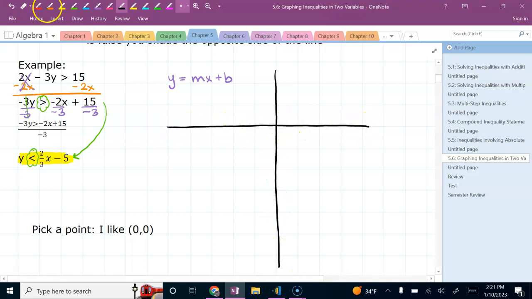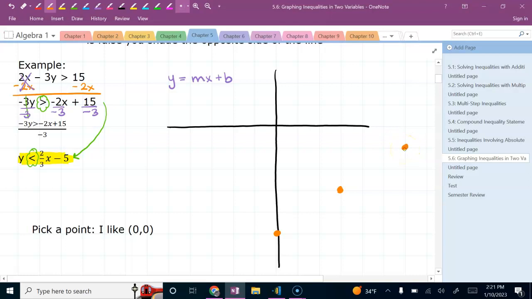So to graph this one, your y-intercept, or your b, your starting point, is at negative 5. So from 0, 0, you go down 5. Then you use your slope, 2 over 3. So from negative 5, you're going to go up 2 and right 3. And remember, you can do this as many times as you'd like.